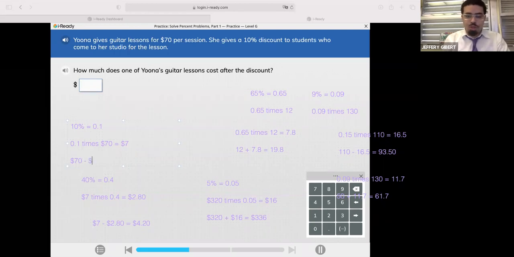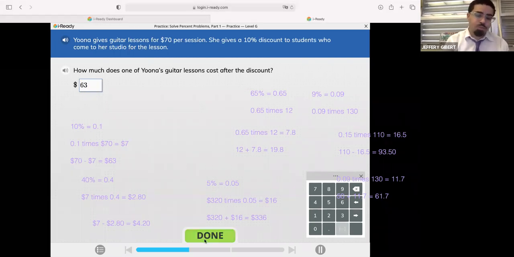How did you know you're subtracting and not adding? Kinsley, how'd you know to subtract the 7 and not add the 7? Because it says discount. Yeah, discount means you're subtracting from the price.